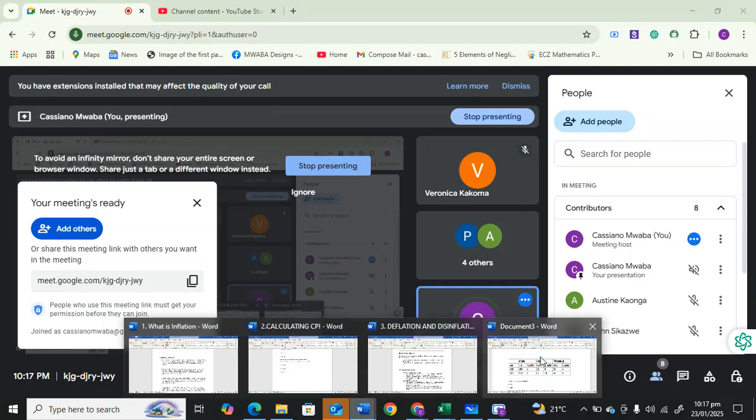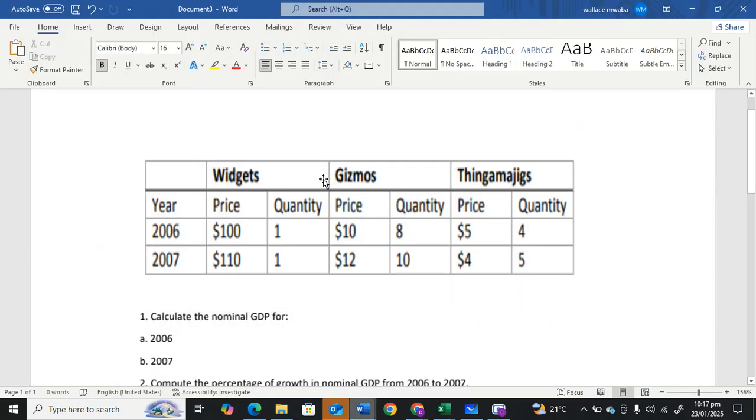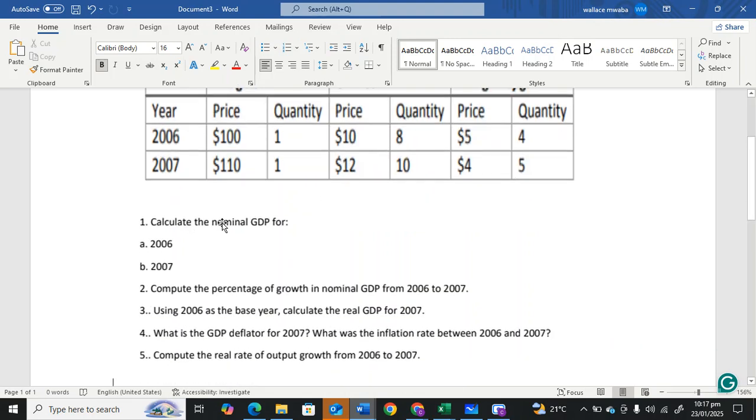So this is the question here. Whatever country this is, it produces three goods: widgets, gizmos, finger magics. Each year, there's a certain price for the goods and the quantities. The first question is to calculate the nominal GDP for 2006 and 2007. Colleagues, any idea what we're supposed to do here?